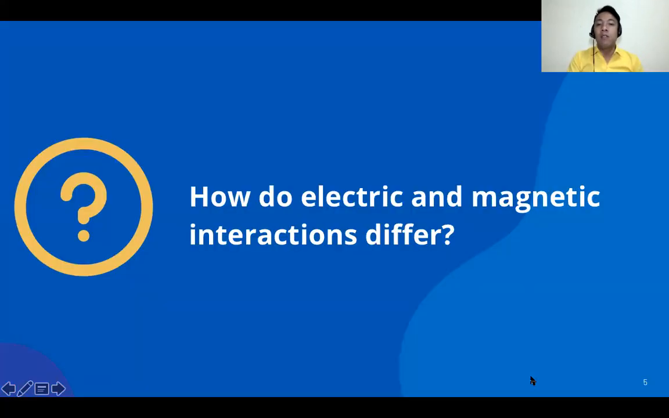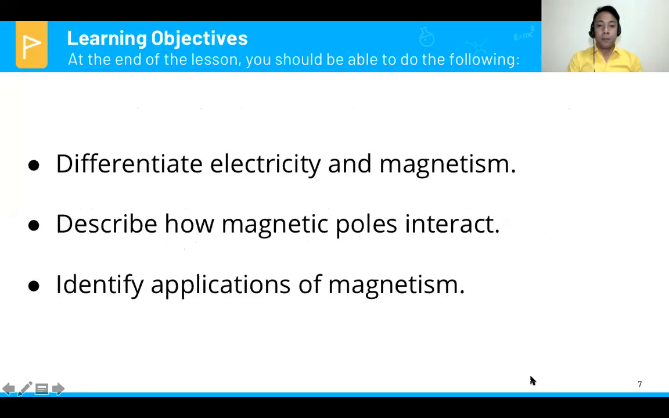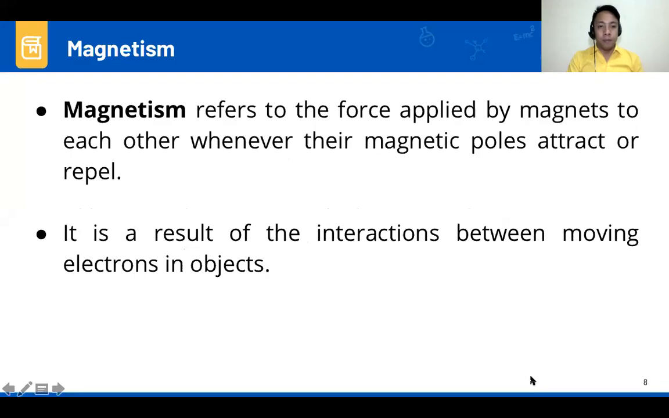So how do electric and magnetic interactions differ? This will be our main goal, or the main question we will answer after this class. Let's start first with our vocabularies.